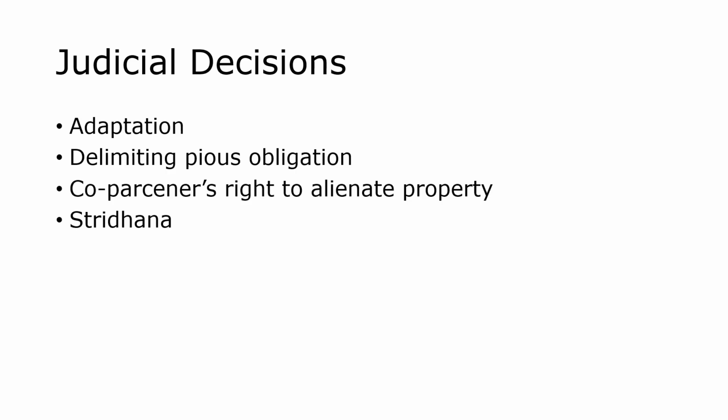The judicial decisions also stated that a coparcener had a right to alienate the property, that is, his share, in certain circumstances and in certain provinces. And there were limitations with respect to Stridhana, which were imposed through judicial decisions.